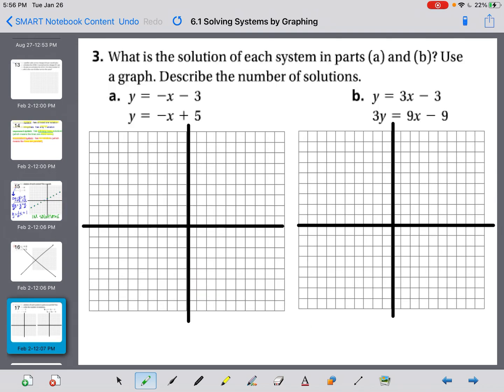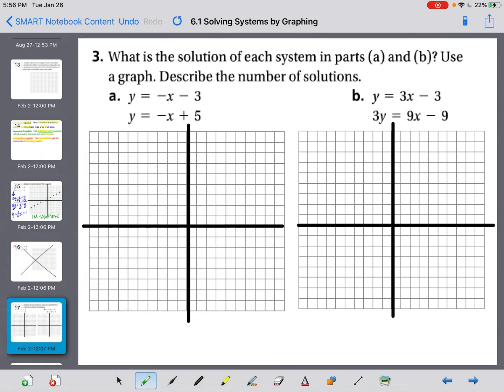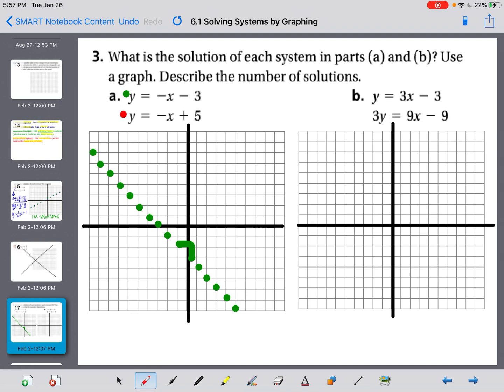Okay, what is the solution of each system in part A and B? Use a graph, describe the number of solutions. Okay, letter A here, we're going to start at -3 and go down 1 over 1, since it's a negative slope. Okay, oops, sorry about that little mark there. The second one starts at 5 and also goes down 1 over 1.